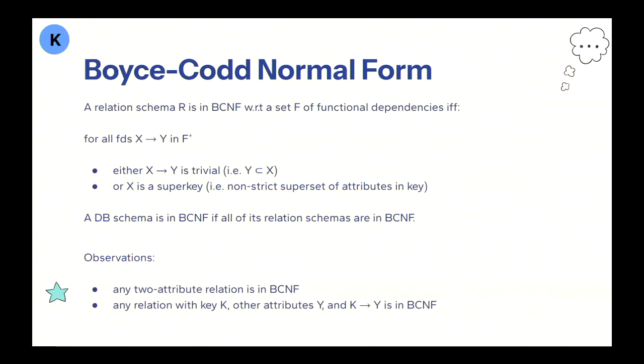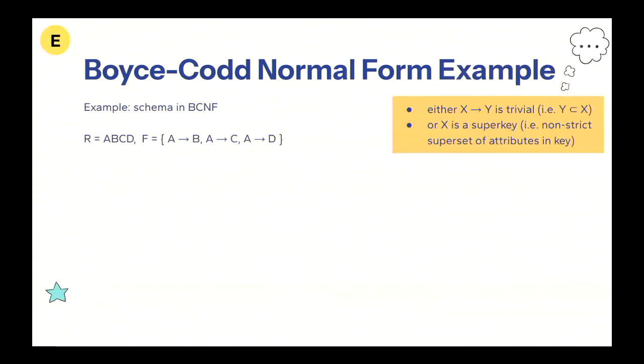And we have two observations here based on the definition of BCNF. The first one is any two attribute relation is in BCNF. So this is the first observation. The second one is any relation with the key on the left hand side and other attributes on the right hand side is in BCNF. So these are the two observations here.